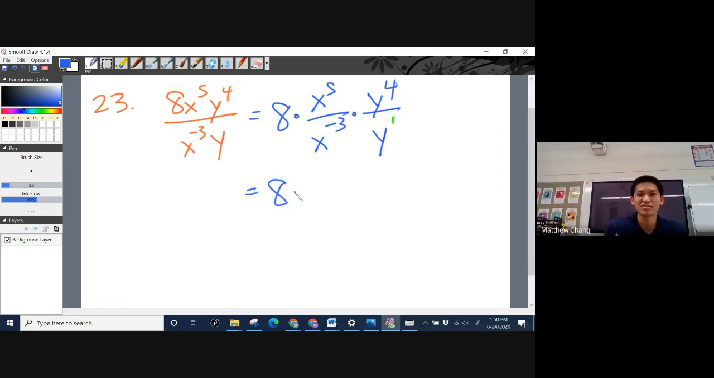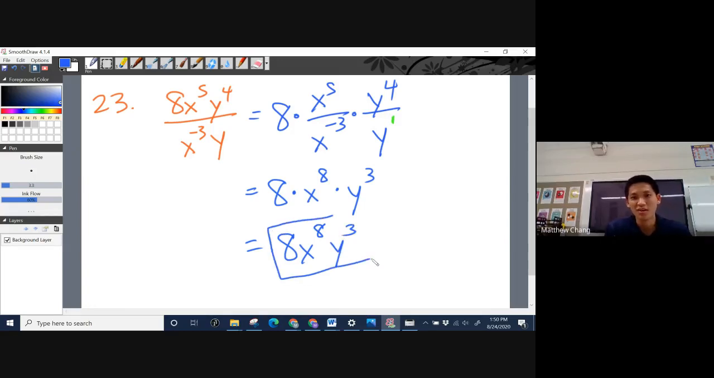So this is 8 times. For this part, the bases are the same. 5 minus a negative 3 is going to be positive 8. Y raised to the 4th divided by y to the 1st power is the same thing as 4 minus 1, so y cubed. Your final result is 8x raised to the 8th, y cubed.